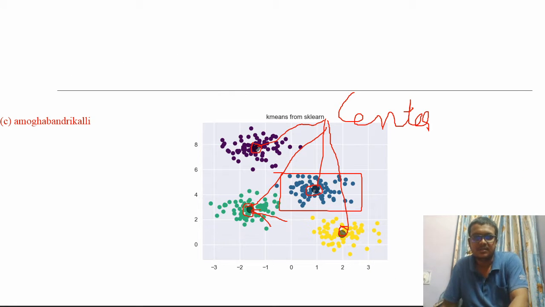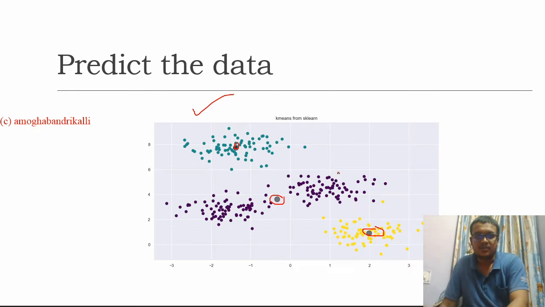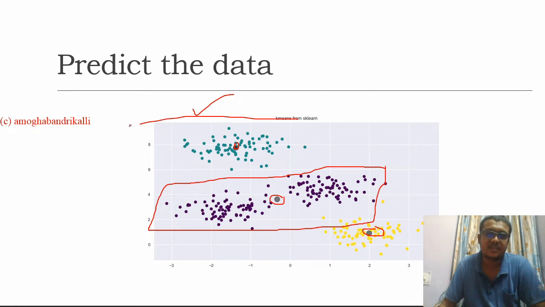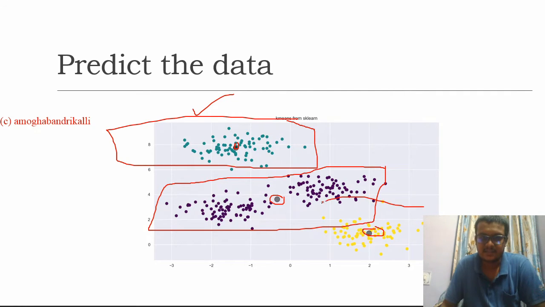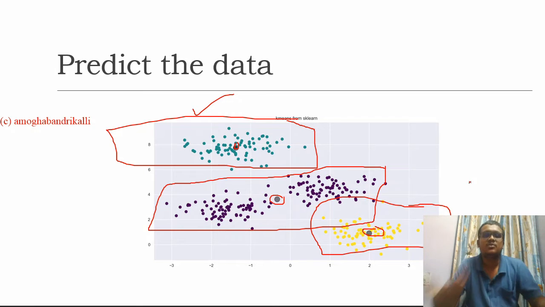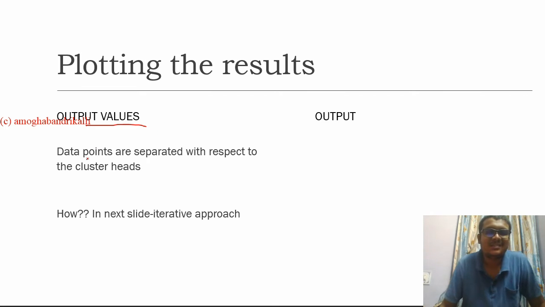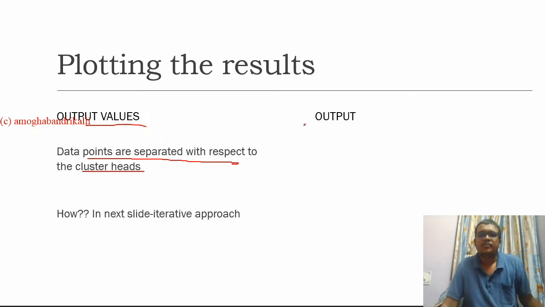This is a very beautiful thing we can just imagine here. So this is for cluster 3, and for cluster 4, so 4 clusters, and it has made a considerable differentiation. Here also it has made a considerable difference by making the cluster into 3 centers. So based on the user's criteria, it is going to make clusters. So plotting the results, the data points are separated with respect to the cluster heads.